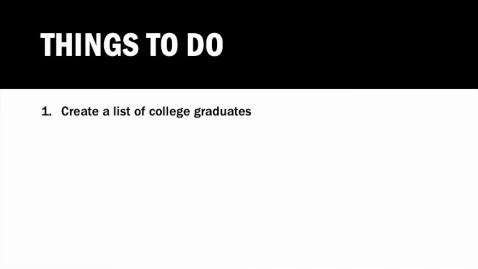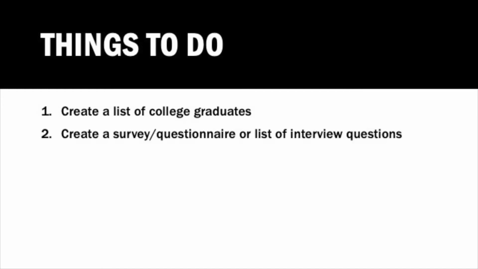So here's what you need to do for this assignment. First, begin creating a list of college graduates you could use as participants for your project. Again, your professor will give you the number you need. Next, create a survey or questionnaire or a list of interview questions to ask. Again, your instructor will provide you with the number of questions needed.